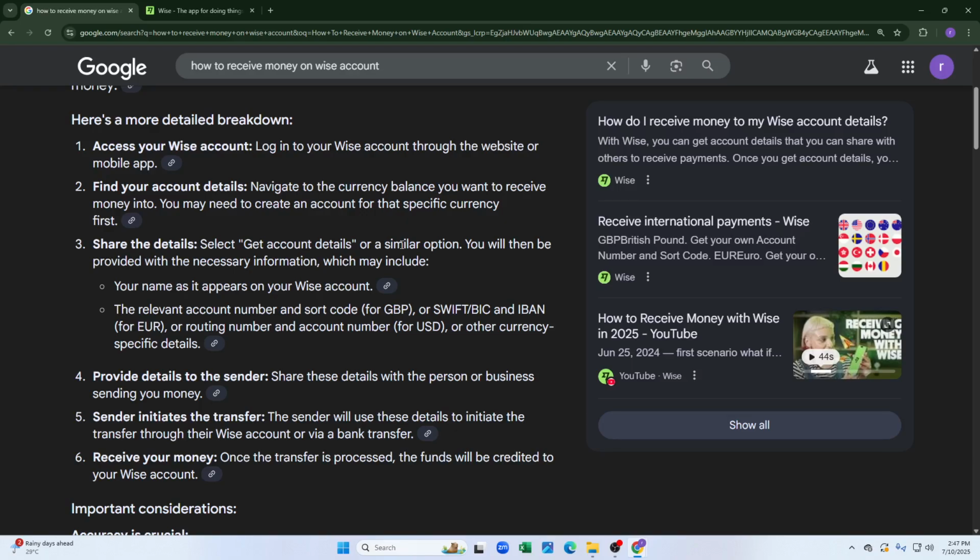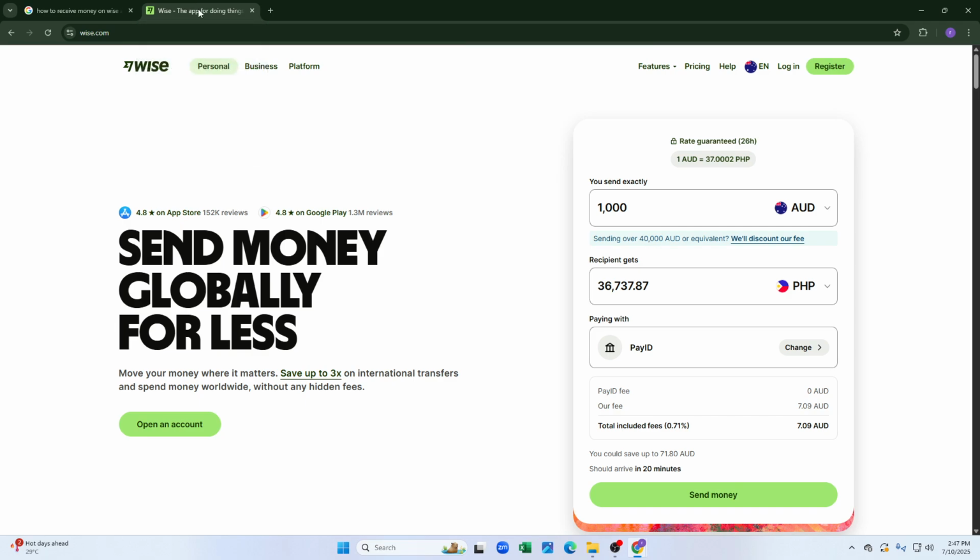Share these details with the person or business sending your money, and the sender will use these details to initiate the transfer through their Wise account or via a bank transfer. And once the transfer is processed, the funds will be credited to your Wise account, and then you can receive your money.